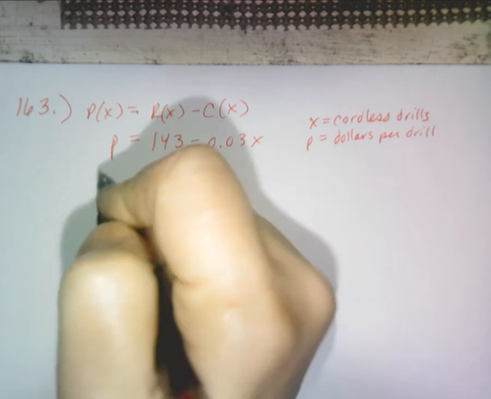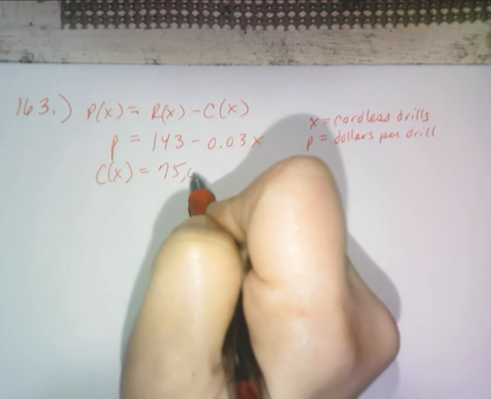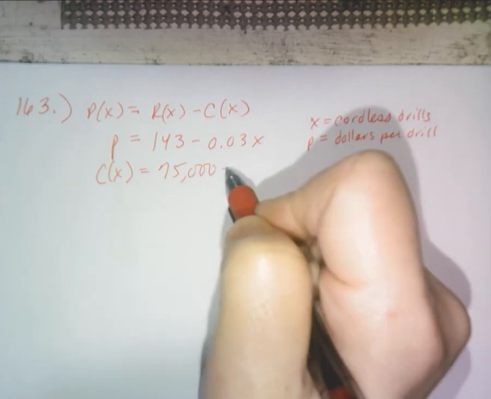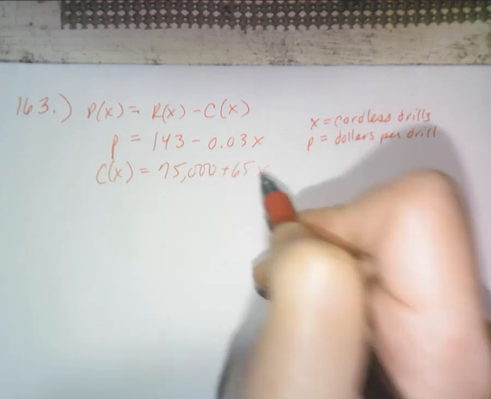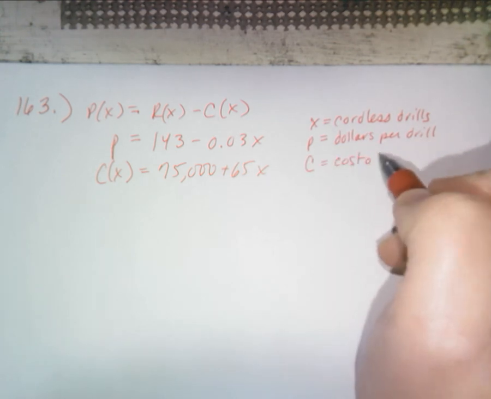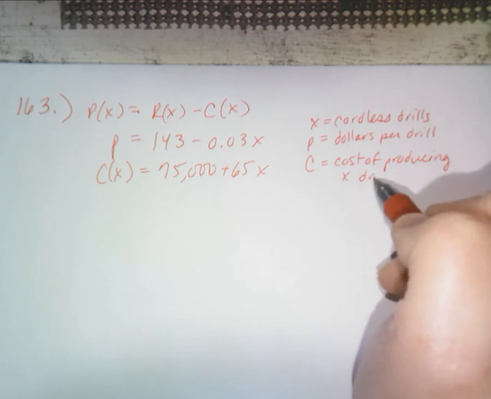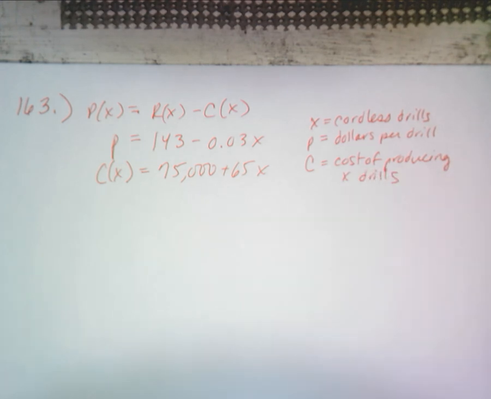And then they give you a C of X function. They're telling you C of X, the cost of the drill, is 75,000 plus 65X, where C is your cost of producing X drills. These must be like crazy drills because it's a big cost right there, 75,000. It's a lot of cost right there.